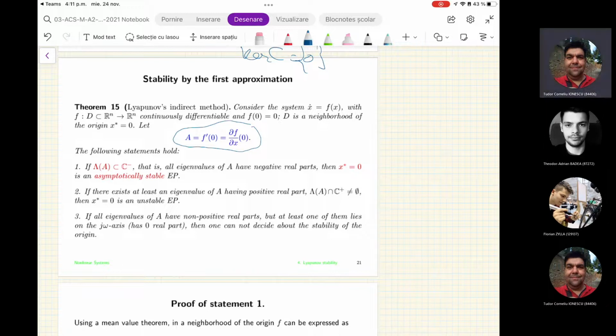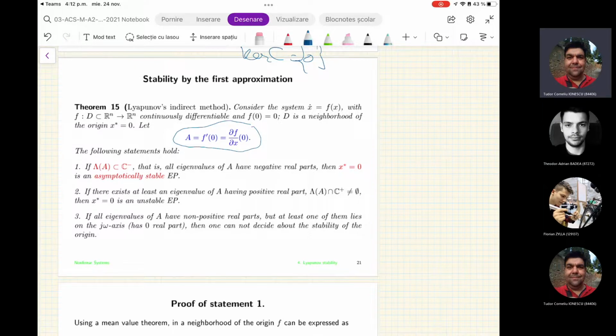Unfortunately, if you have at least one eigenvalue on the j omega axis, on the imaginary axis, then we can't decide about this. Please note that this is all based, just like in the third chapter for second order systems. This is all a sufficient condition. It's not at all necessary.